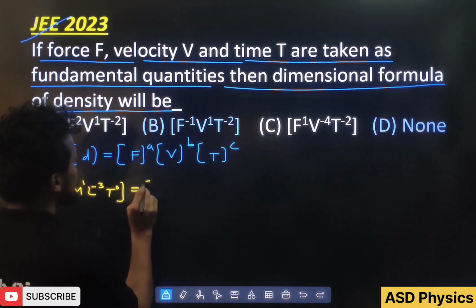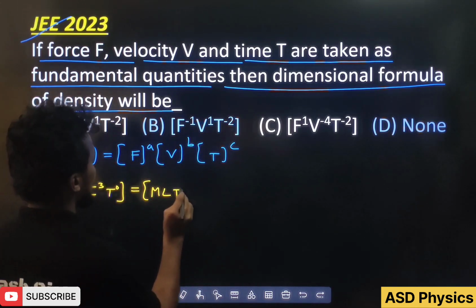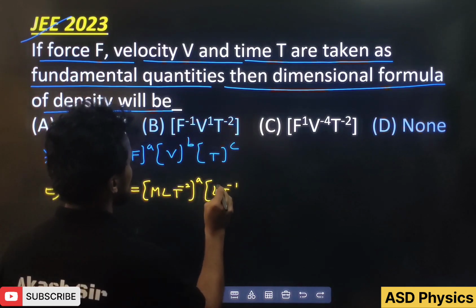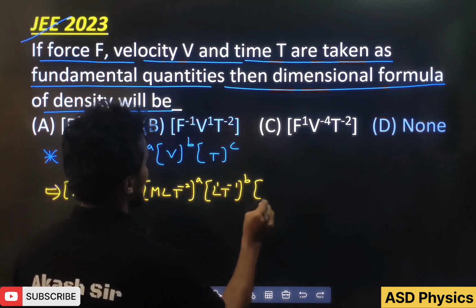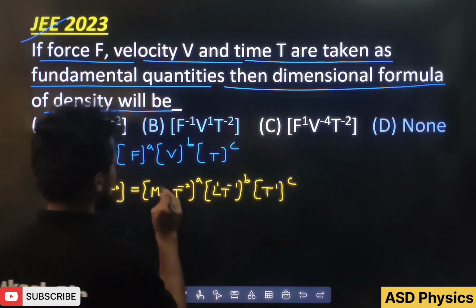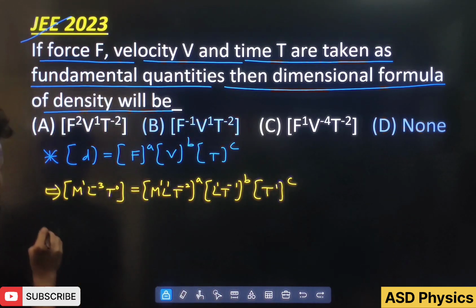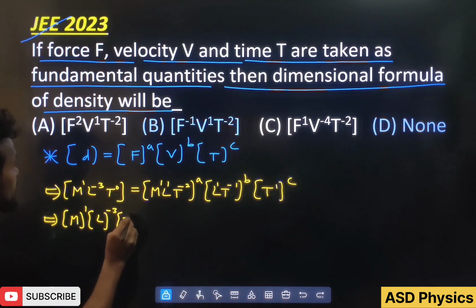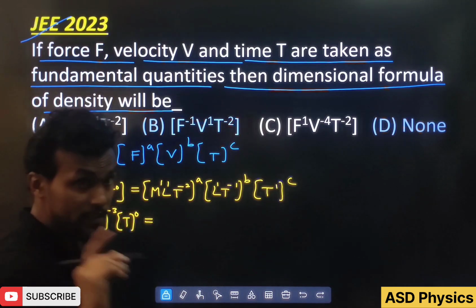Similarly, students, force means MLT minus 2 power A. Velocity means LT minus 1 power B. And time means T power C. Now let me write here, as we have done before, M power 1, L power minus 3 and T power 0. Correct? Yes.